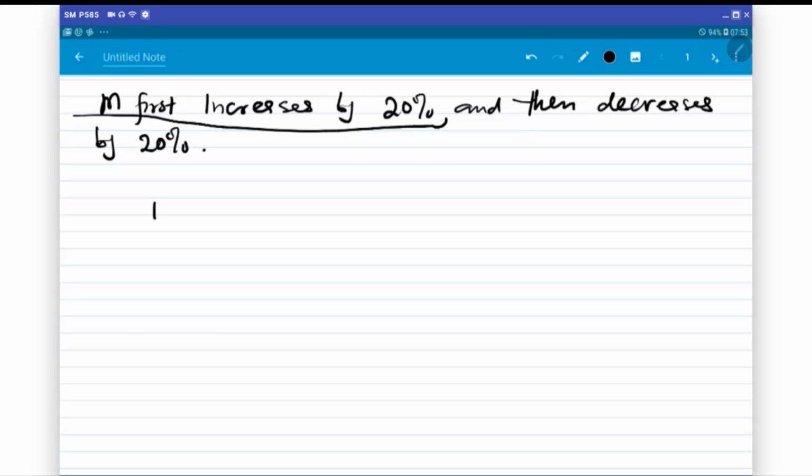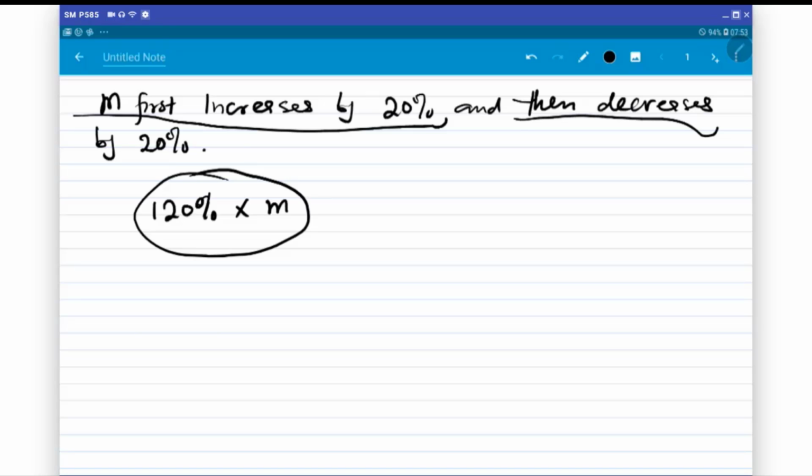What does that mean? That means we have 120% of m. Now, after that first increase, this is a new value of our m. And this new value is seen as a whole on its own, like this, as 100% now. That's a new value. So you don't see it as 120% anymore, you see it like 100% on its own. Now, the second statement says then decreases by 20%. So that means we remove 20% from 100%, giving us 80%.